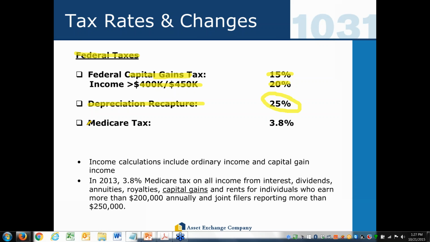In 2013, the federal government also upped the ante on funding Medicare, and they said, well, geez, we need more money, so we're going to get it on capital gains taxes as well as some other stuff. But for our purposes here, all we care about is that there's a 3.8% tax on our capital gains to help fund Medicare. So ladies and gentlemen, that is the federal tax liability that you can expect if you decide to sell or cash out of your property.